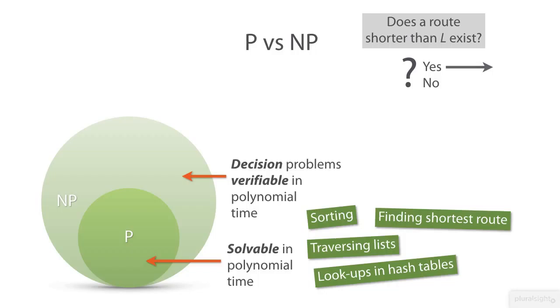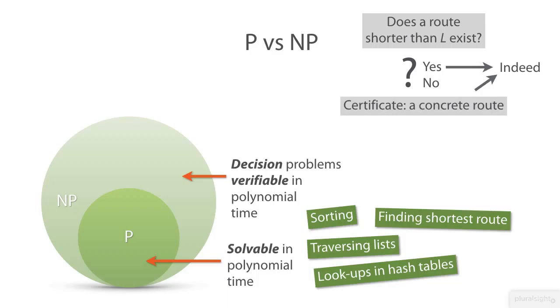If, for example, the decision problem was, does a route shorter than L exist? And the answer to that problem is yes, then the example data should be a concrete route. We can easily verify that this concrete route is indeed shorter than L, namely by simply walking along each edge of the route and measuring the distance traveled.